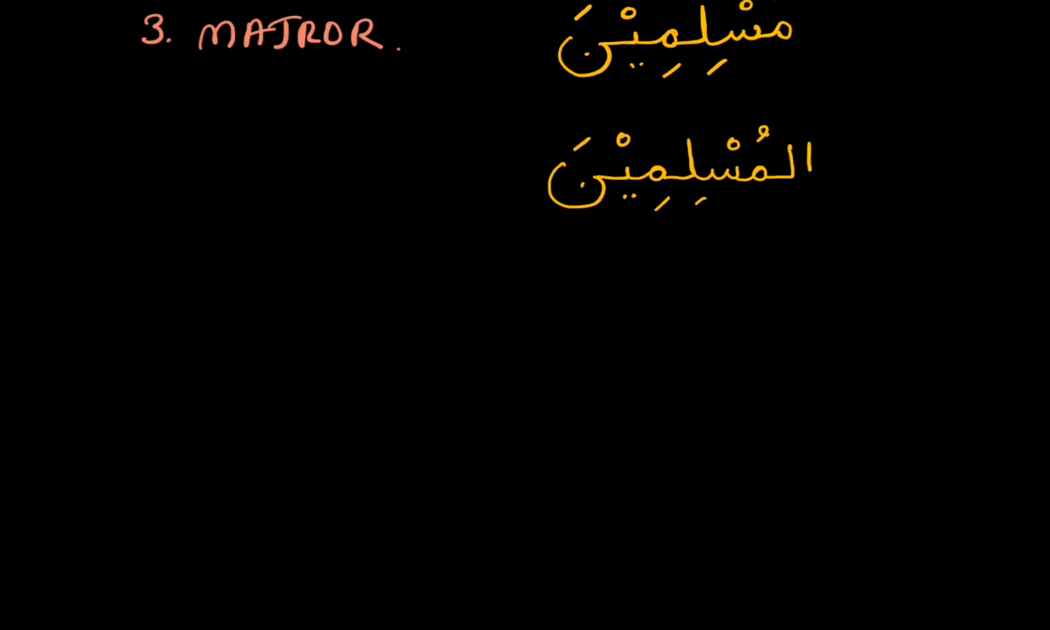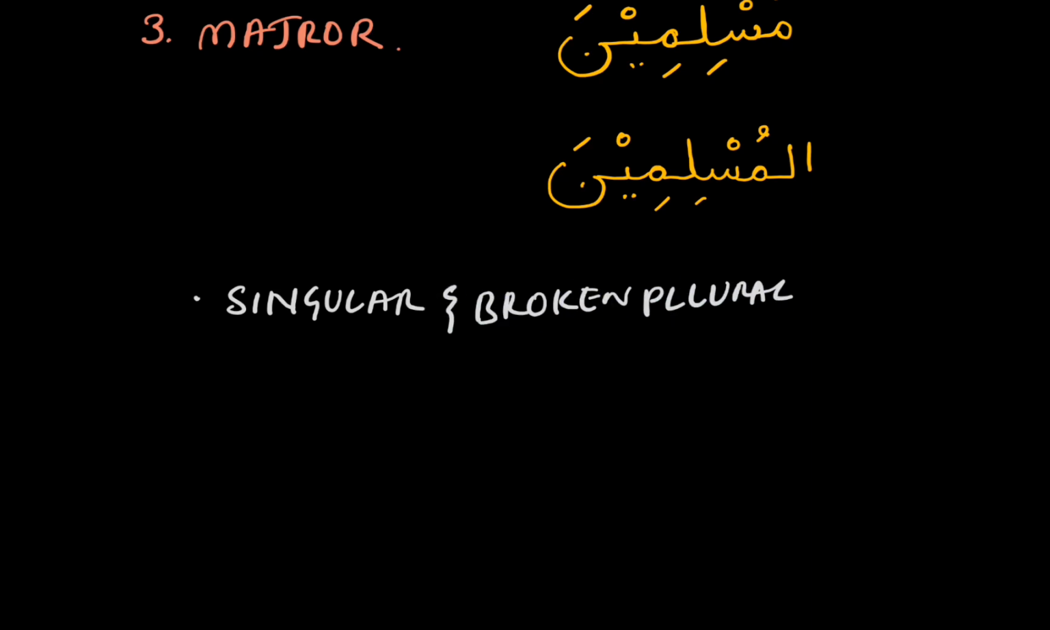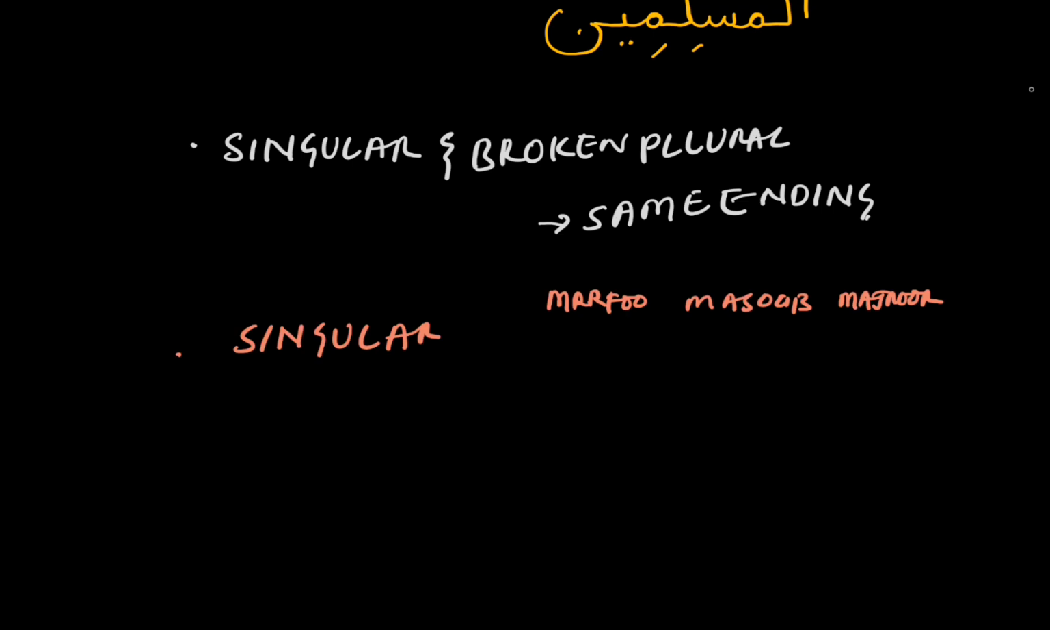As said earlier, the singular nouns and the broken plurals will be having the same case endings. Let us take an example. For singular nouns, the marfu state is dhamma or a double dhamma. For the mansub state, it is fatha or a double fatha. And for the majroor state, it is a single kasra or a double kasra.